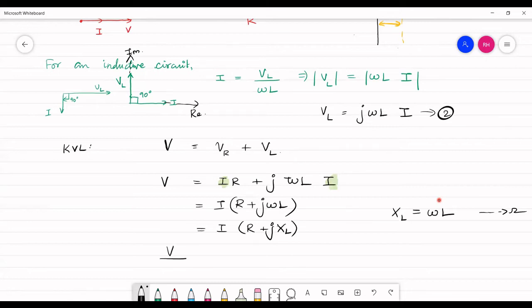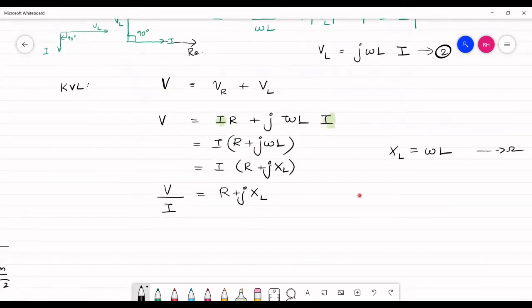And on cross multiplication, we'll have V by I is equal to R plus J XL, where V by I is now termed in case of AC network as the impedance. Impedance Z is equal to R plus J XL.